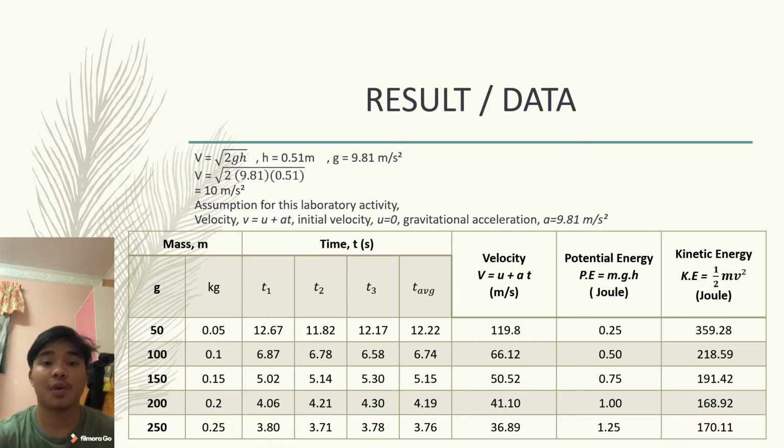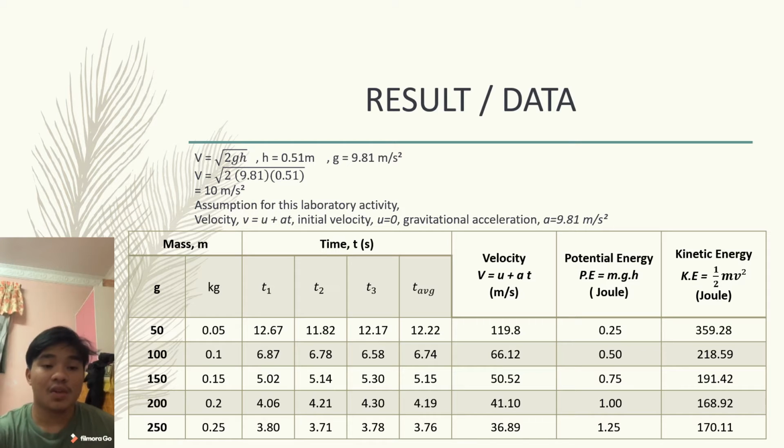Hi guys, my name is Muhammad Nafis bin Muhammad Saleh. I would like to present the result. V equals the square root of 2GH, where H equals 0.51 and G equals 9.81. Assumption for this activity: velocity V equals U plus at, initial velocity U equals 0, and gravitational acceleration a equals 9.81.